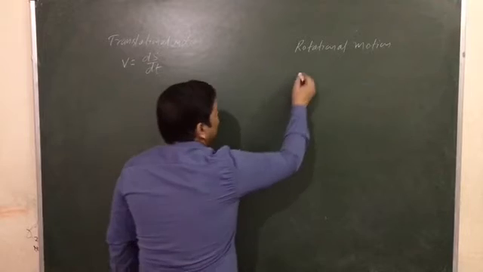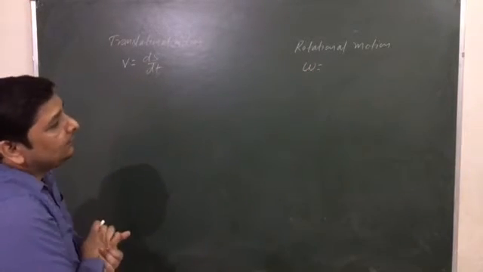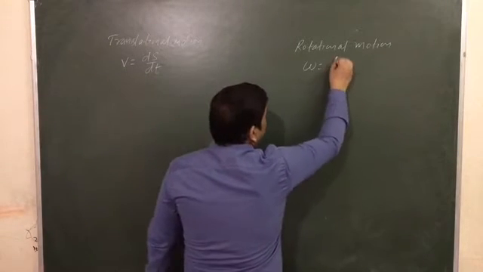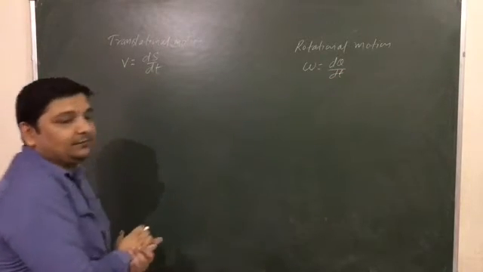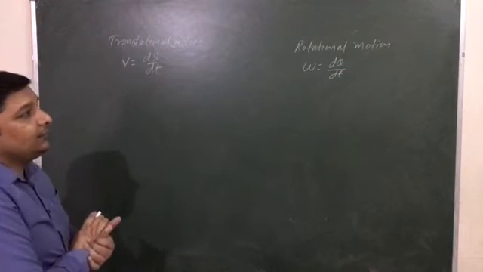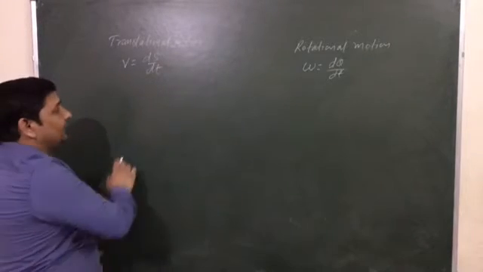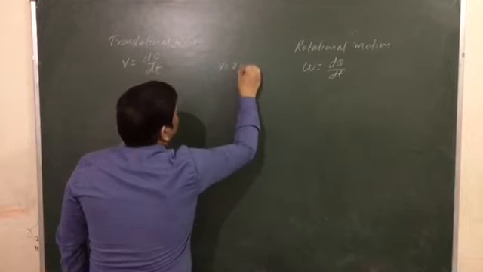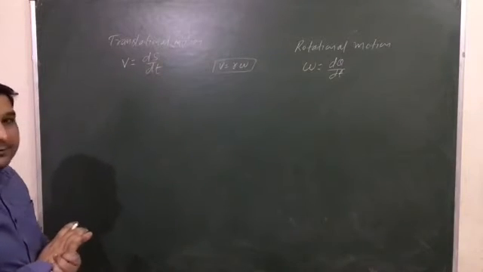In rotational motion, we use angular velocity, and angular velocity is given by d theta by dt, where theta is angular displacement. And the relation between V and omega: V is equal to R into omega.